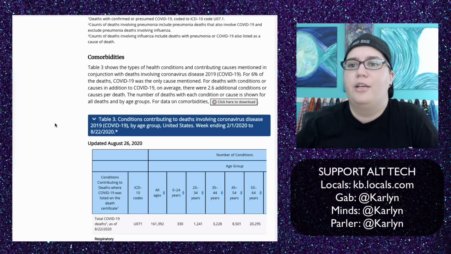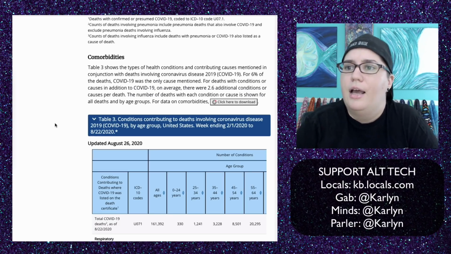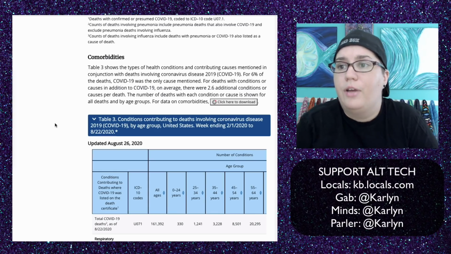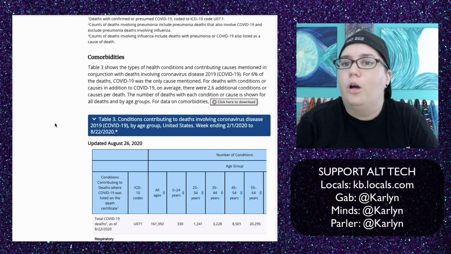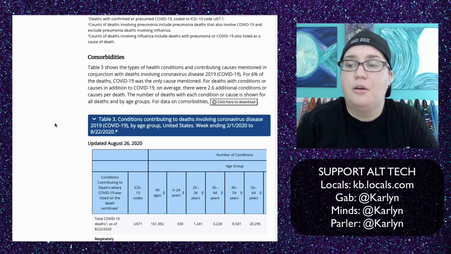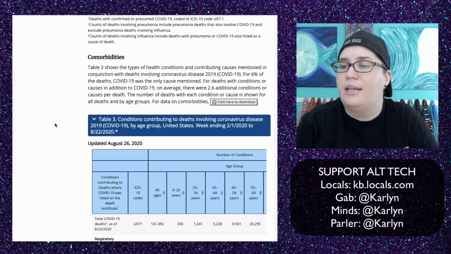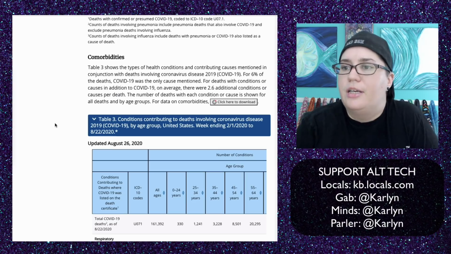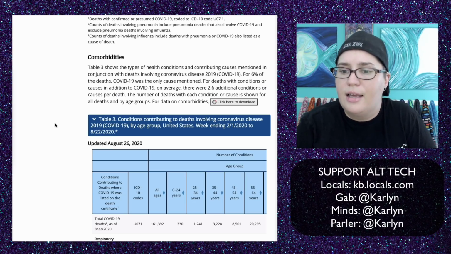So Table 3 shows the types of health conditions and contributing causes mentioned in conjunction with deaths involving coronavirus disease 2019. For 6% of the deaths, COVID-19 was the only cause mentioned. For deaths with conditions or causes in addition to COVID-19, on average, there were 2.6 additional conditions or causes per death. The number of deaths for each condition or cause is shown by all deaths and age groups.